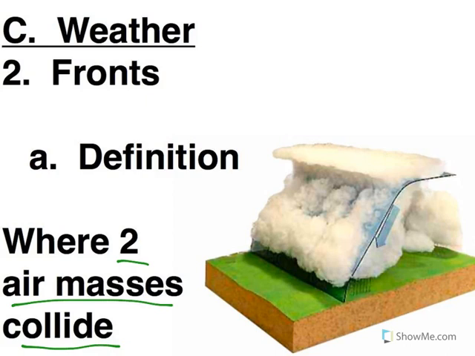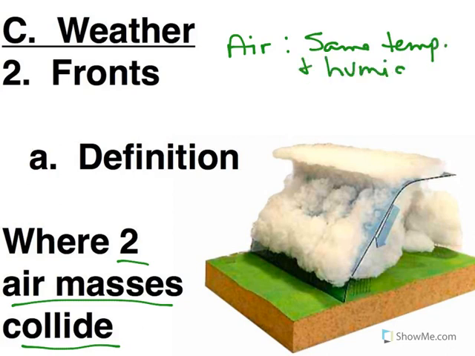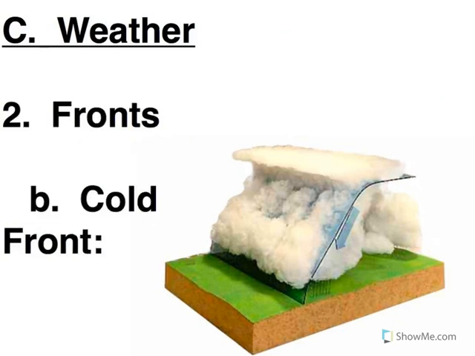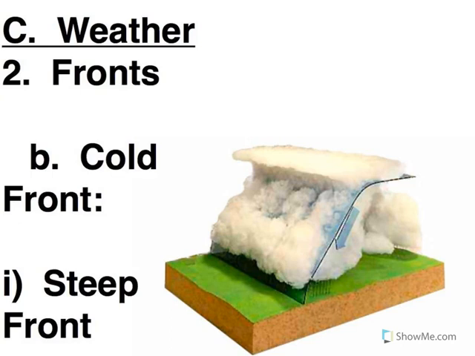So we've talked about air masses, that for a given air mass, it's going to have the same temperature and humidity. So when you have two different kinds of air coming together, you're going to get some form of weather. So we're going to start by talking about a cold front. So first, what is a cold front?